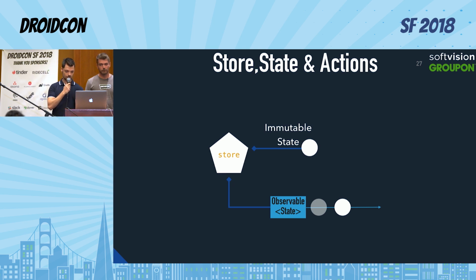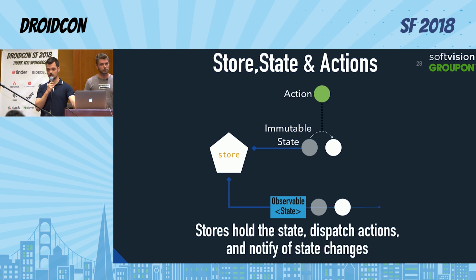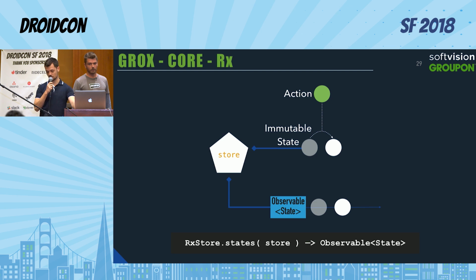So basically, the store holds the state, dispatches actions, and notifies of state changes. Now, as I said, we have an Rx extension of the store that we use, and the rest of the presentation will use the reactive way of using the store because we are using it like that, and in our opinion, the reactive way is the way to go for mobile, but that's a different topic by itself.